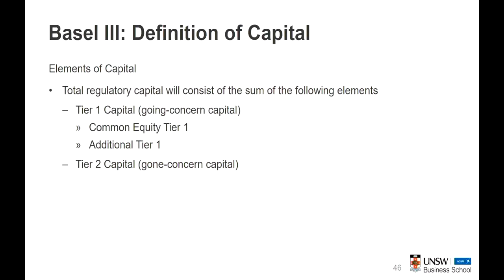Right. Going concern means that it's capital available to absorb losses as part of your normal operations. So the bank continues to operate, you continue to absorb losses. Gone concern means that it's capital to absorb losses if the bank is no longer operational. So tier 1 capital is there to ensure the bank continues to operate. But if you exhaust tier 1 capital, it means the bank is done. It's not technically bankrupt, but it's no longer operational.